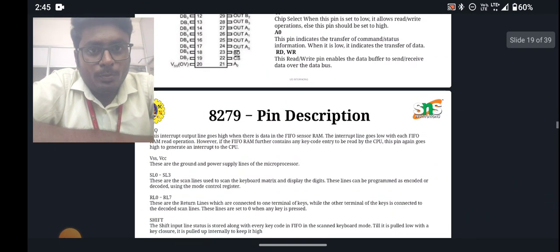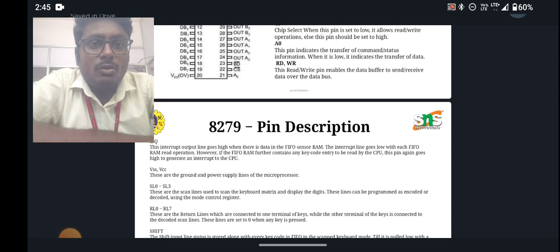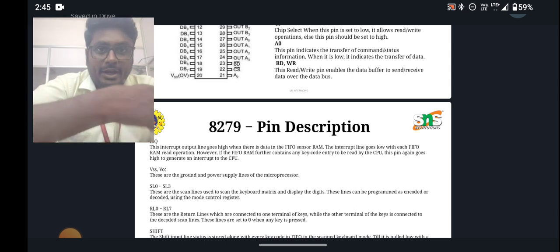Followed by the IRQ. This interrupt output line goes high when there is data in the FIFO sensor RAM, that is first in first out sensor RAM. The interrupt line goes low with each FIFO RAM read operation. However, if the FIFO RAM further contains any key code entry to be read by the CPU, this pin again goes high to generate an interrupt to the CPU. Followed by VSS and VCC. These are the ground and power supply lines of the 8279.